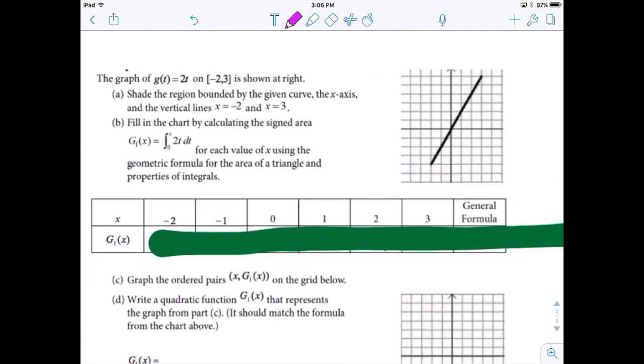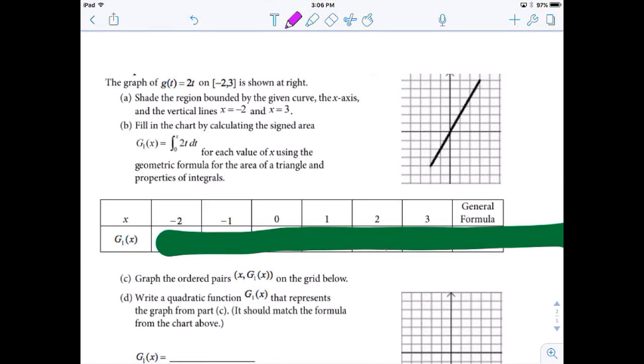So I want to look at this problem first. This is something that sort of starts to tie together the geometric with the algebraic, and then we're going to do some algebra from there. So the graph of g of t from -2 to 3 is shown, and we're going to shade the region bounded by these. So first of all, the region I'm talking about is this on the positive side, right? And then this on the negative side.